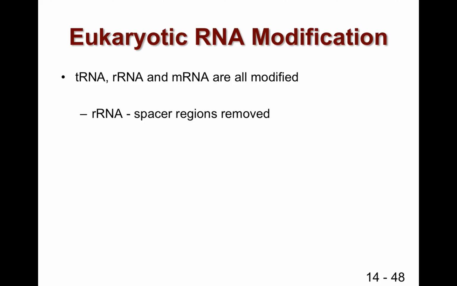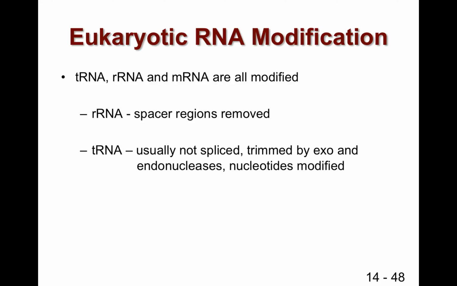tRNAs, ribosomal RNAs, and messenger RNAs are all modified. Ribosomal RNAs have spacer regions removed. tRNAs are usually not spliced, but they are trimmed by exonucleases that chew away some of the nucleotides at the ends, at the 5' and the 3' ends. They also have some modifications made to their nucleotides. So sometimes unusual bases are substituted in for different tRNA molecules.